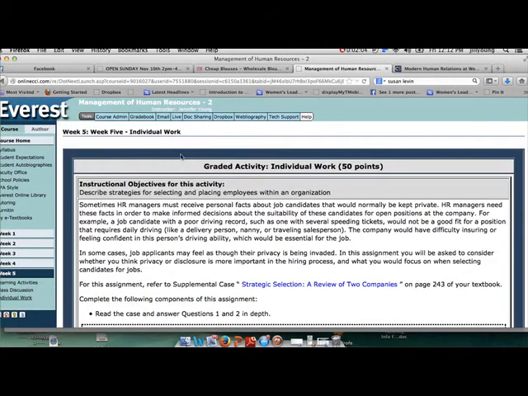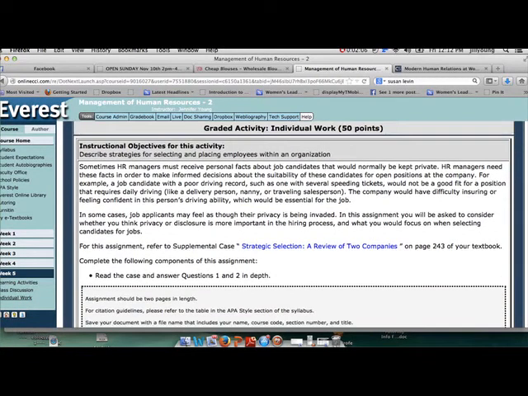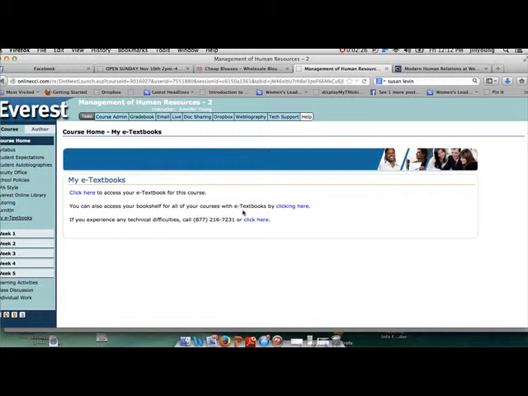And so we're going to move on to the individual work assignment. It needs to be a minimum of 2 pages in length, full pages. You're going to go to your textbook for this one. You're going to read the case and answer questions 1 and 2 in depth. So let's go to that page.